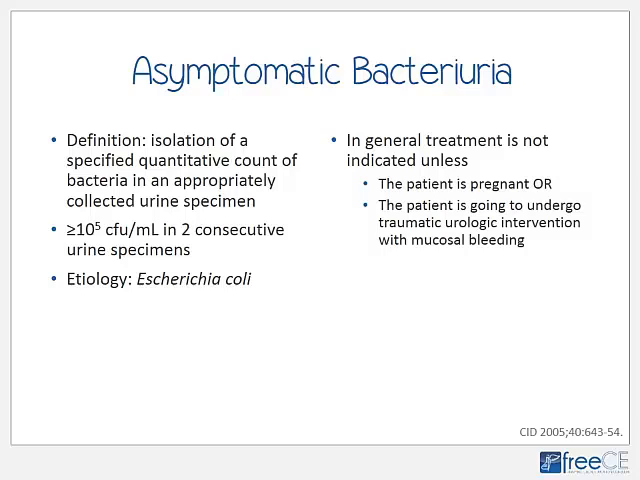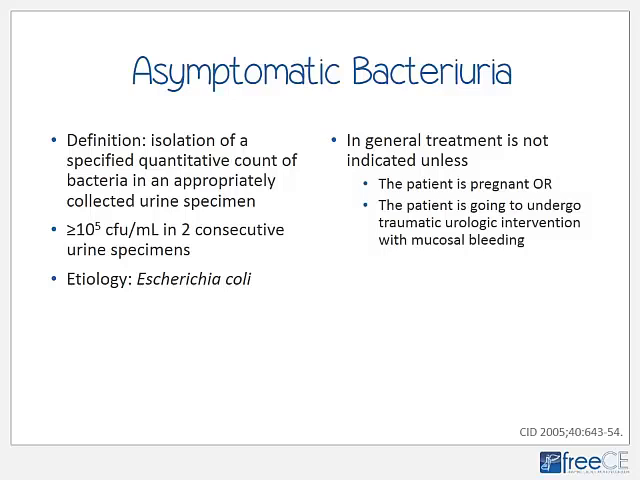So the definition is the isolation of a specified quantitative count of bacteria in an appropriately collected urine specimen. As we talked about, significant bacteriuria is having greater than or equal to 100,000, or 10 to the fifth, CFUs, which stands for colony-forming units per milliliter, in 2 consecutive urine specimens. Most frequently, the etiology is E. coli. I think the most important thing to understand is that just having a large amount of bacteria in the urine does not mean someone has an infection, and it does not mean that they need to be treated. Asymptomatic implies that they're not having any symptoms, and in general, treatment is not indicated.